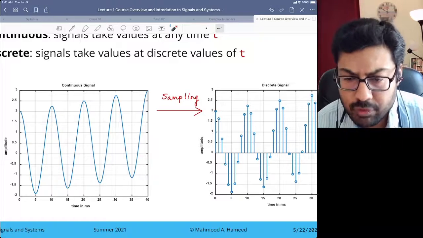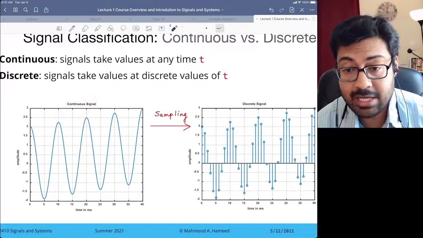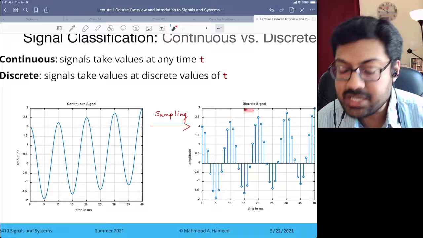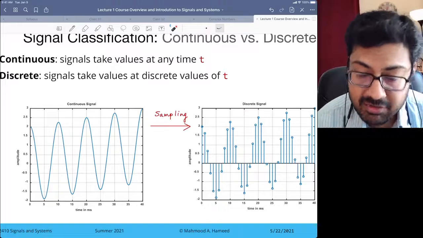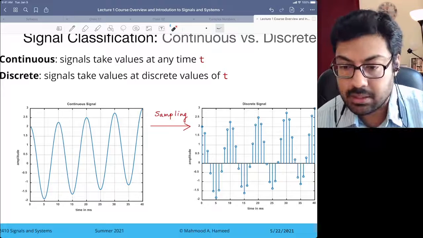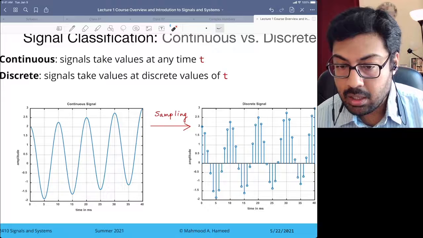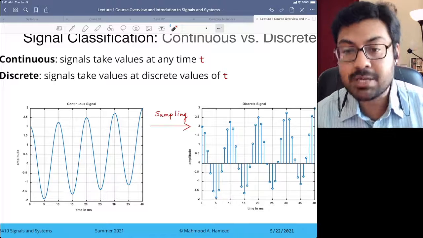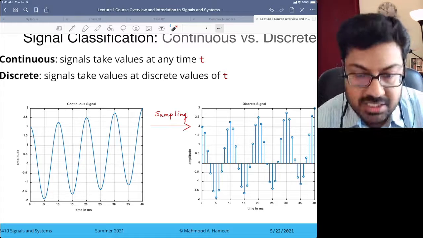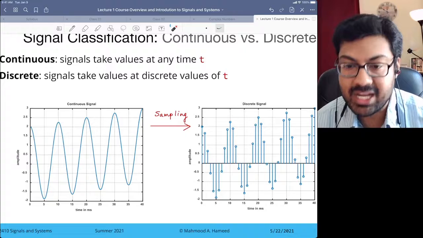So why is this useful? Well, you can take a continuous signal. Your real signals are going to be continuous. You can sample it, you get a discrete signal. And once you get a discrete signal, you can store and process discrete values of the signal as opposed to continuous. Because you are going to have a fixed, much smaller amount of values that you need to store and process, you are going to have a lot less to worry about.